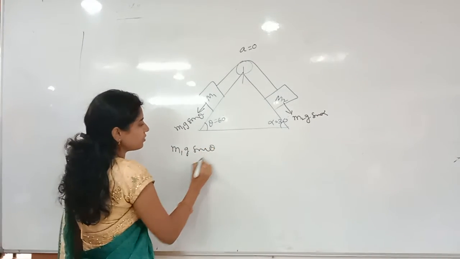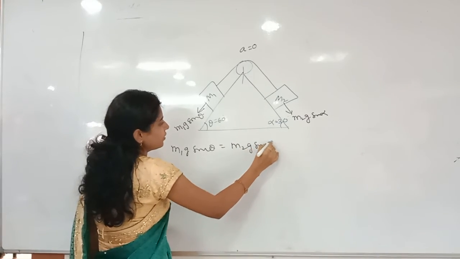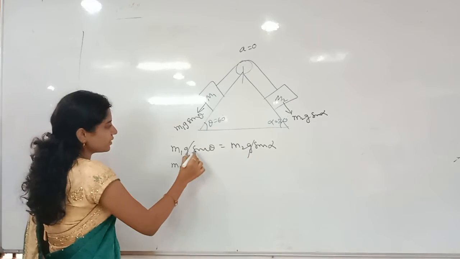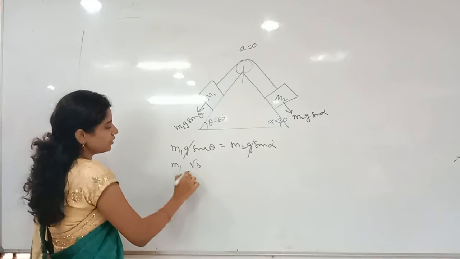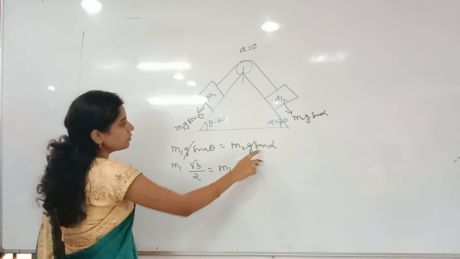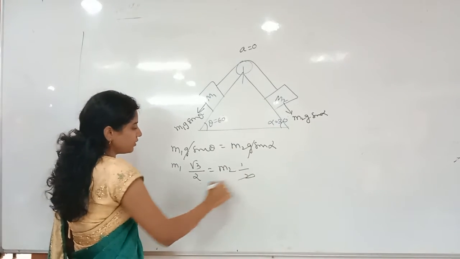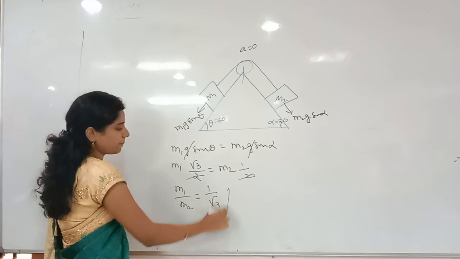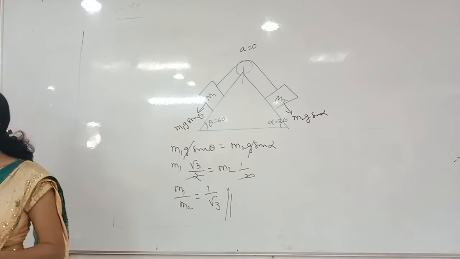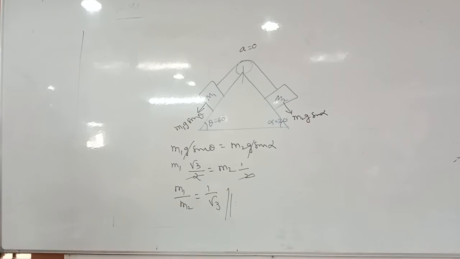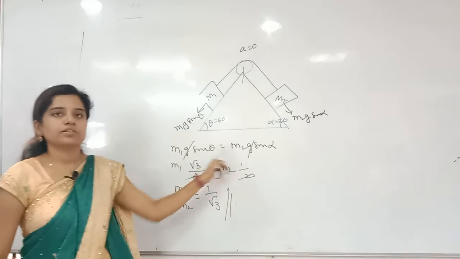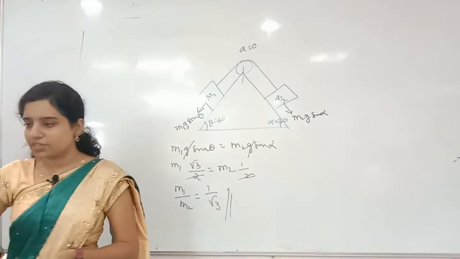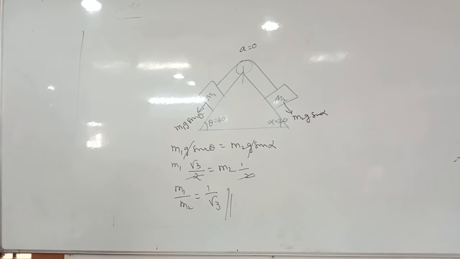So clearly what I can write? M1G sine theta is equals to M2G sine alpha. Substitute the values. M1, G gets cancelled here. M1 sine theta. Theta is how much? 60. Root 3 by 2 is equals to M2 sine alpha is how much? Sine 30, 1 by 2. Then M1 by M2 is equals to 1 is to root 3. That's it. Everybody understood, right? Why these two are equal here? Because the system is in equilibrium. Underline that word. Equilibrium word you underline.